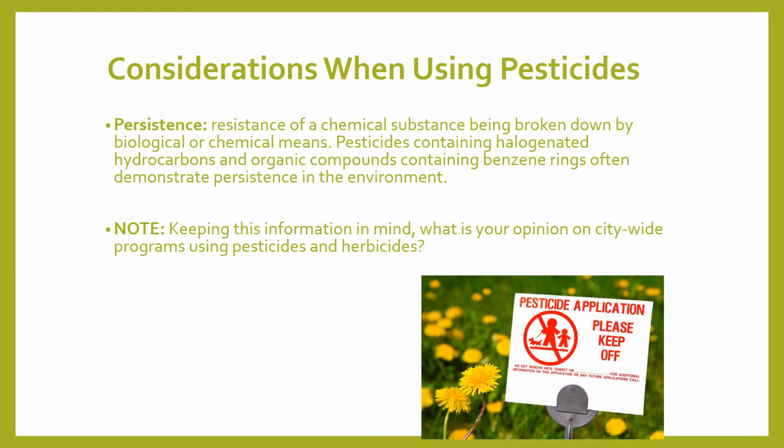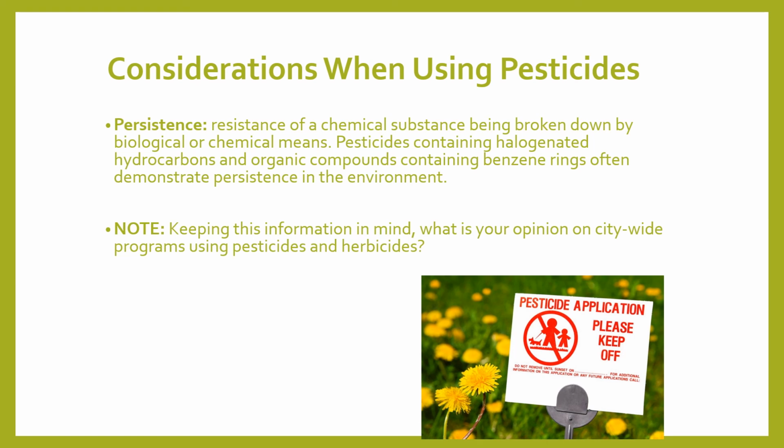Now we're coming back. Remember, we're talking about POPs, these persistent ones. They don't break down. Pesticides being persistent, they stick around for a while. These pesticides that contain halogenated hydrocarbons become very, very stable, and they contain these benzene rings, which again, give them this persistence. They stick around and they don't break down.